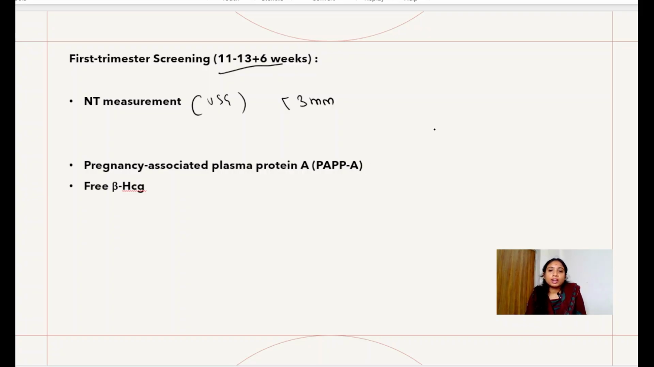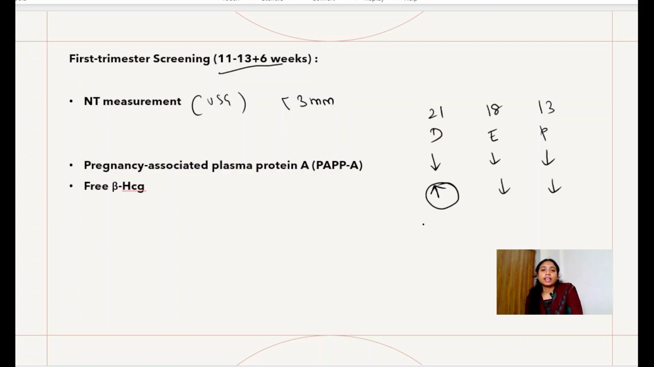So let us take the common syndromes. First Down syndrome, trisomy 21, then Edwards syndrome, which is trisomy 18, and Patau syndrome, trisomy 13. Now let us see what is common. In Down syndrome, free β-hCG will be elevated. All others are decreased in the first trimester. This alone will be elevated. Everything else will be decreased: in Edwards, in Patau and in Down syndrome PAPP-A will be decreased. So just remember this.